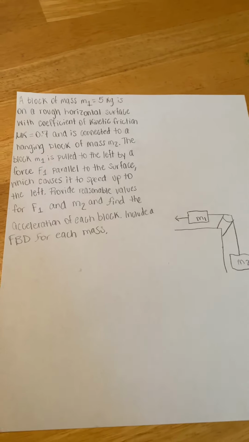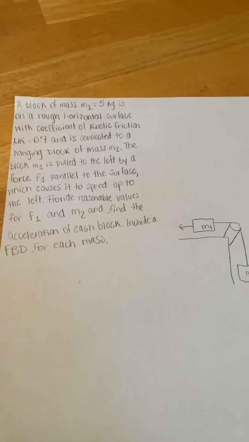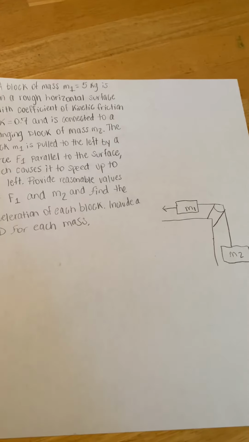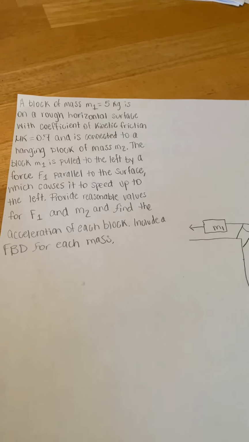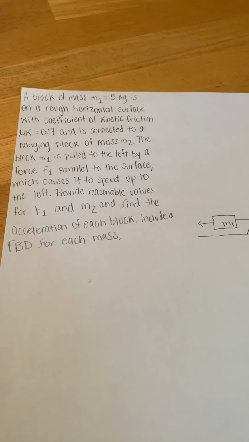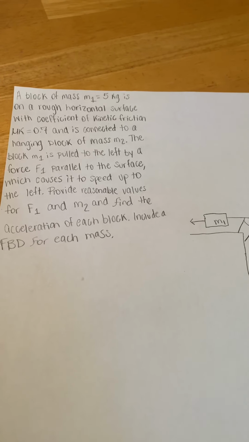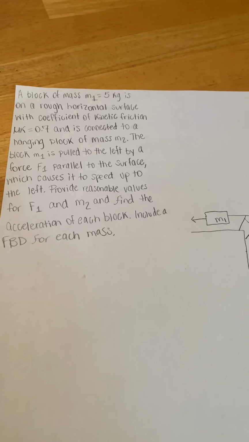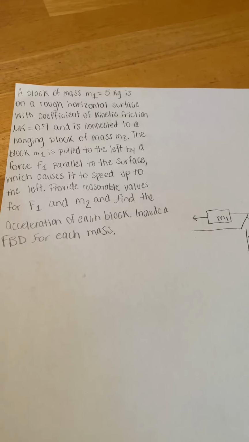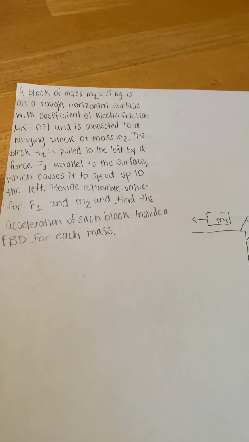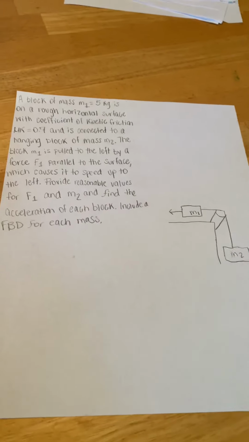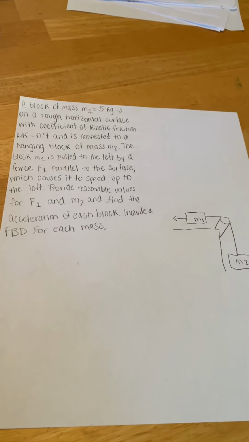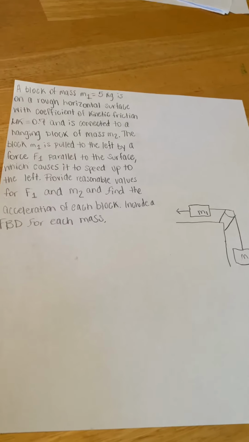Hello, so the problem says a block of mass M1 equals 5 kg is on a rough horizontal surface with a coefficient of kinetic friction of 0.7 and is connected to a hanging block of mass M2. The block M1 is pulled to the left by a force F1 parallel to the surface, which causes it to speed up to the left. Provide reasonable values for F1 and M2 and find the acceleration of each block. Include a free body diagram for each mass.